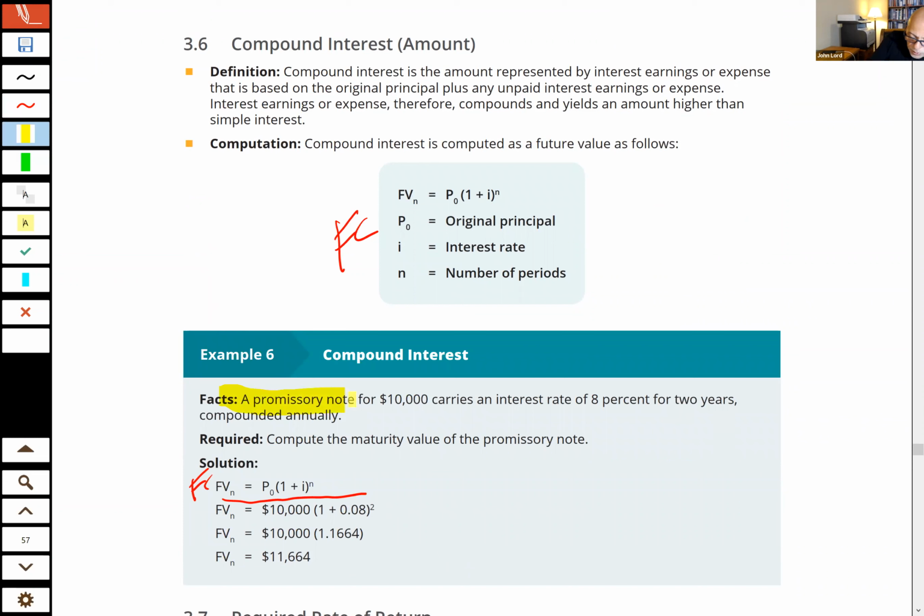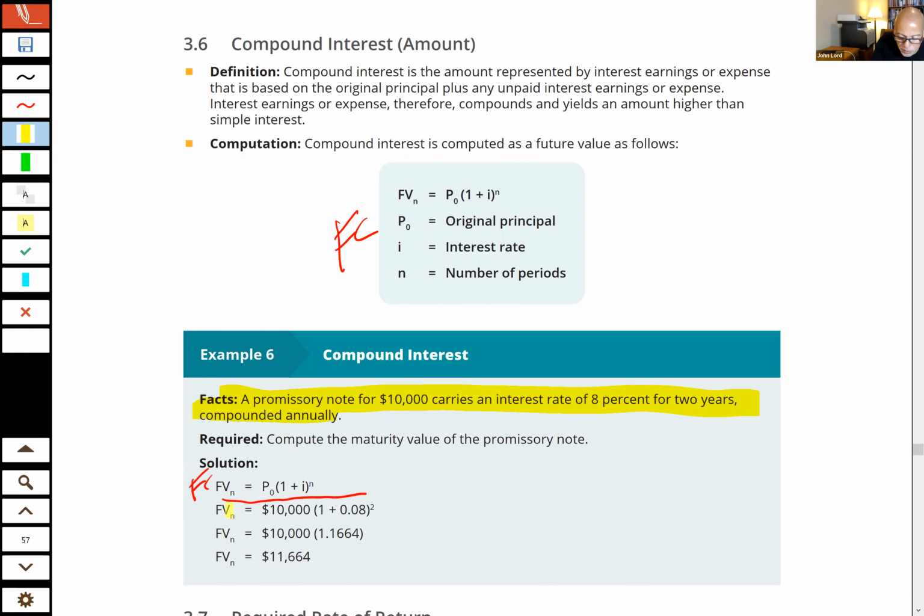And we have a promissory note for 10,000, carries an interest rate of 8% for 2 years, compounded annually. So now what happens is you do what? You take the interest that was earned for that period, add that to the principal, and the next period's interest then is computed on the increased amount because you added on the interest from the first period, and so on.